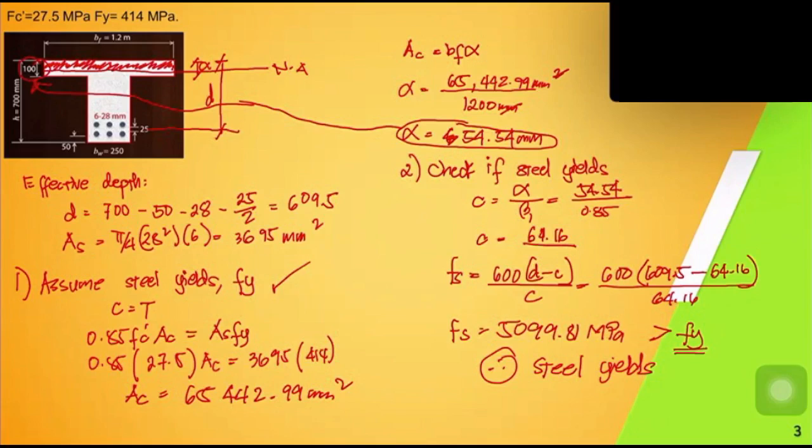Pero kung sakali lang na ang alpha ay greater than dun sa height of the flange, which is 100, ibig sabihin bumaba yung neutral axis. So andito siya sa baba. So you need to recompute again from the beginning. Kasi yun yung ina-assume natin in the first place. Pero kung mali yung assumptions, katulad nito, pag hindi siya steel yields, balik ka ulit dito sa number 1. Pero ang gagamitin mo instead na Fy is Fs.